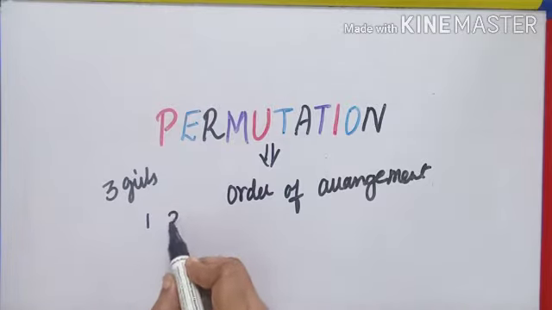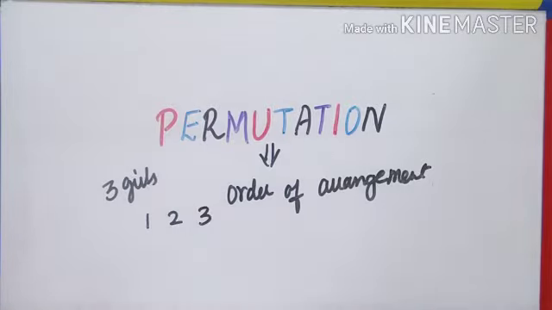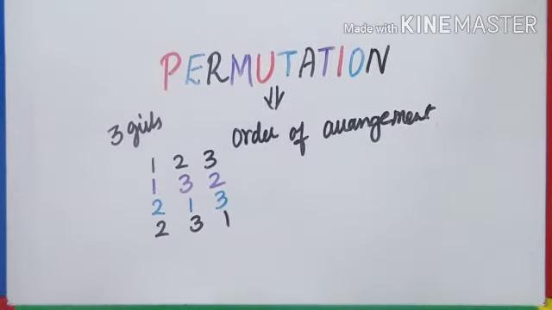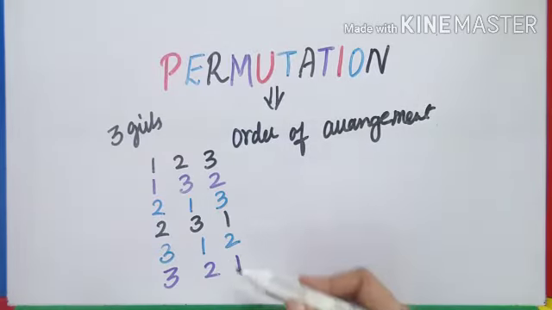First girl, second girl, third girl. Or I can say first girl, third girl, second girl. Or I can say second girl, first girl, third girl. Or I can say second girl, third girl, first girl. Or still I can say third girl, first girl, second girl. Or third girl, second girl, first girl. See the variety of arrangements that I have.